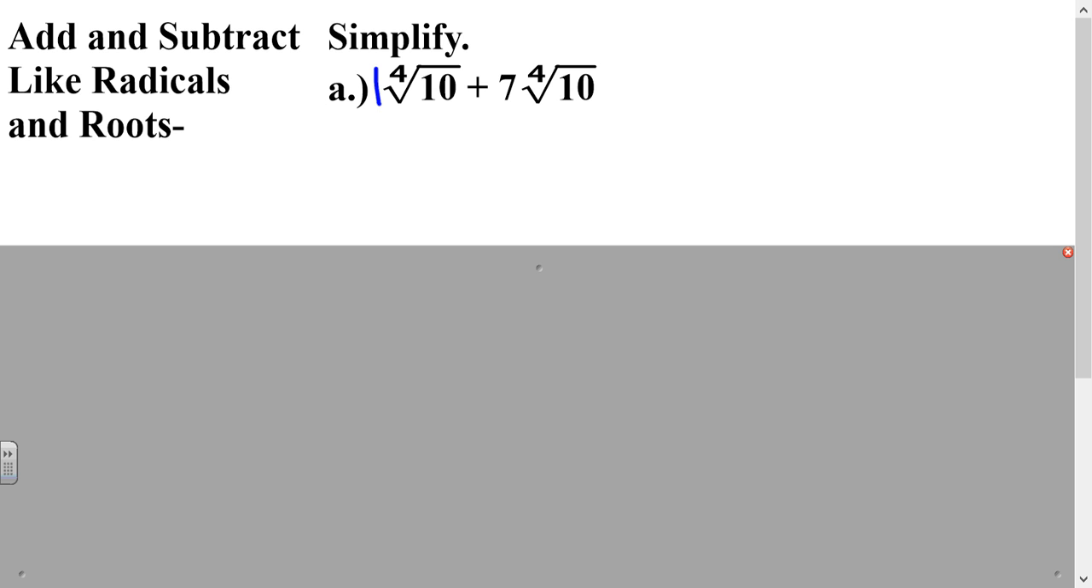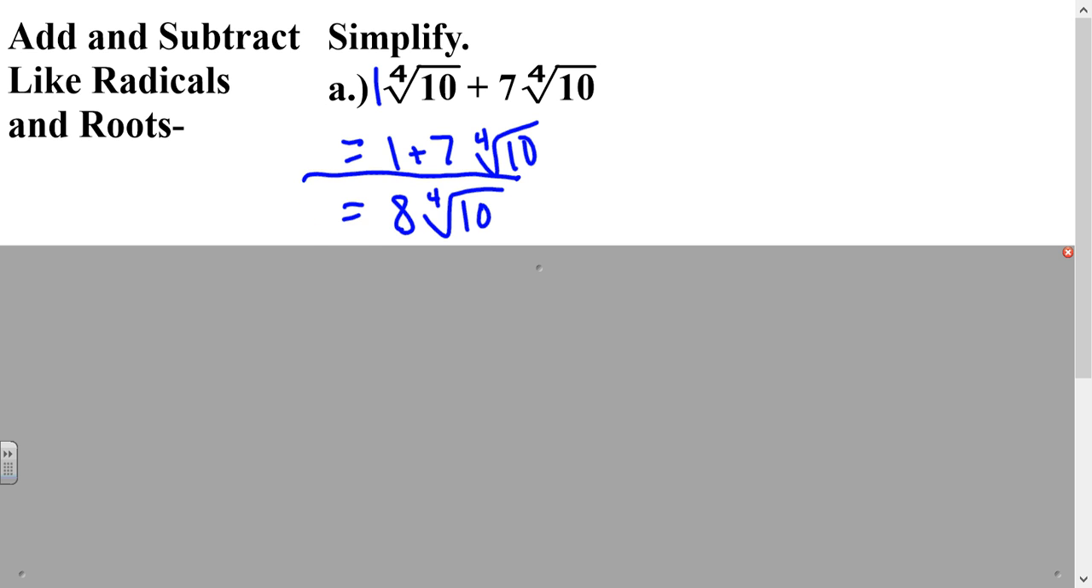And then this one is 7 times the fourth root of 10. So what we can do is just add those together. So we will have 1 plus 7 and then the fourth root of 10. If we simplify that, 1 plus 7 is 8 times the fourth root of 10. And that would be our final answer. So the only time we can add or subtract radicals is if they have the same number underneath the radical sign and the same root.